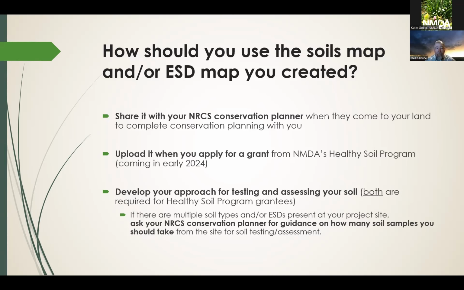Both of these activities are required as part of your Healthy Soil Program grant. If there are multiple soil types and or ecological site descriptions that are present on your project site, it's best to ask your NRCS conservation planner for guidance on how many soil samples you should take from the site for soil testing and or assessment. Once you learn where these sites exist, the various soil map units, as well as the ecological site descriptions, this should help you tailor your testing and assessment protocol as you move forward with your Healthy Soil Program grant.